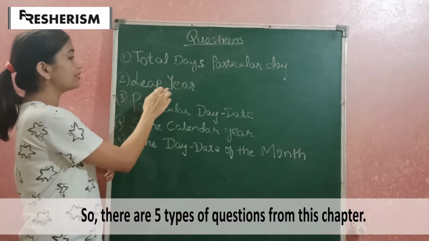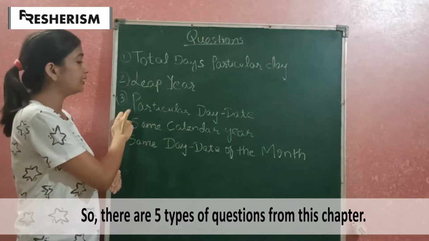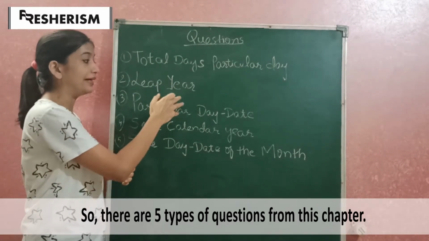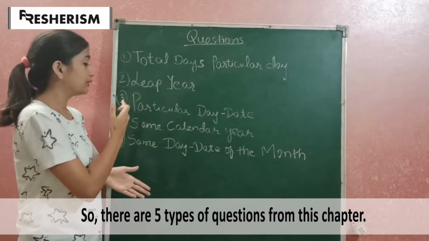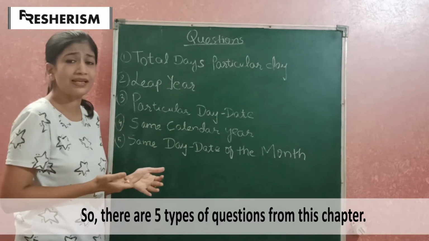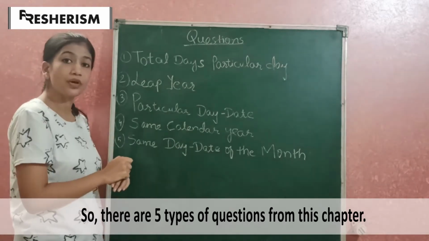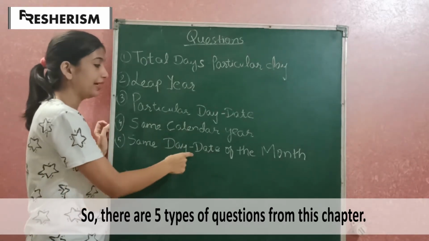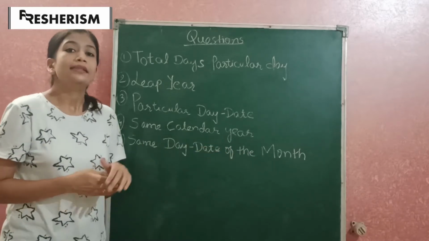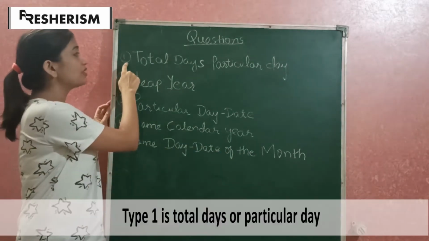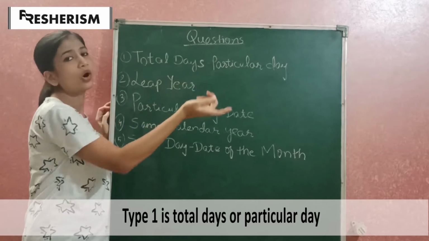The second type is leap year. Third type is based on the particular day or date. The fourth type is questions based on the same calendar year. Fifth type is the question based on the same day, date of the month. Let's see the first type, that is question based on the total days or particular day.